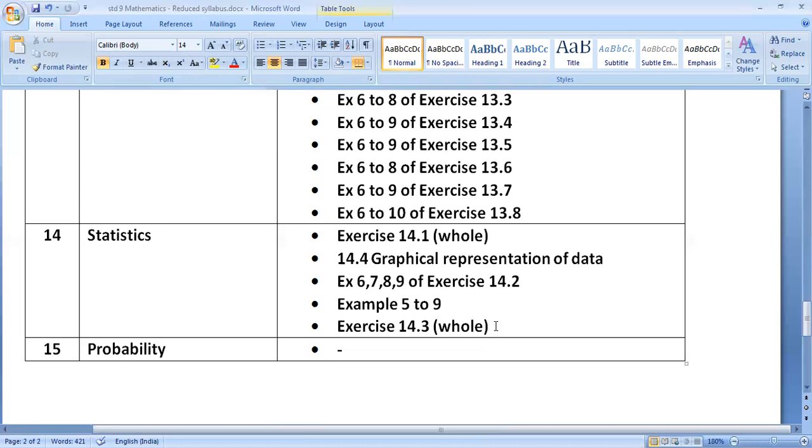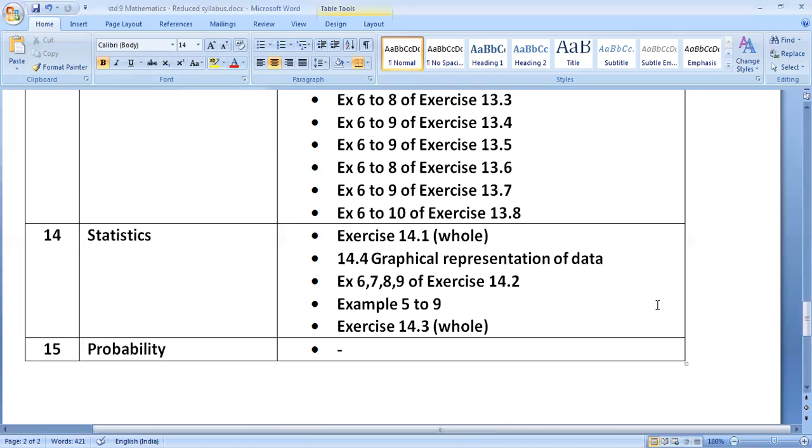And on 269, exercise 14.4, the whole exercise is included. It means nothing is excluded over here. So in this chapter, exercise 14.1, the whole exercise, is excluded. 14.4, Graphical Representation of Data, this entire topic is excluded, which contains examples 5 to 9, and 14.3, the whole exercise, is excluded. While in 14.2, questions 6, 7, 8 and 9 are excluded from the examination.